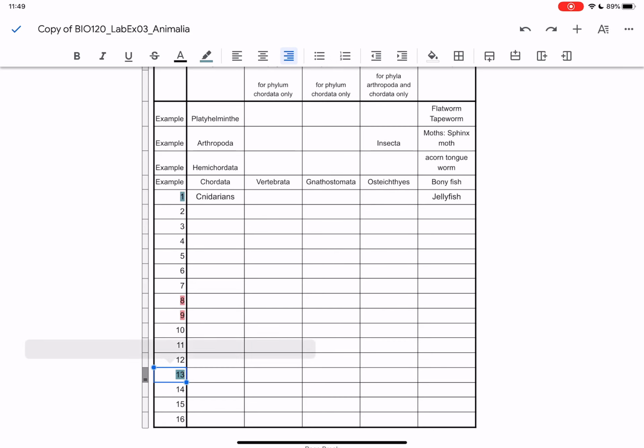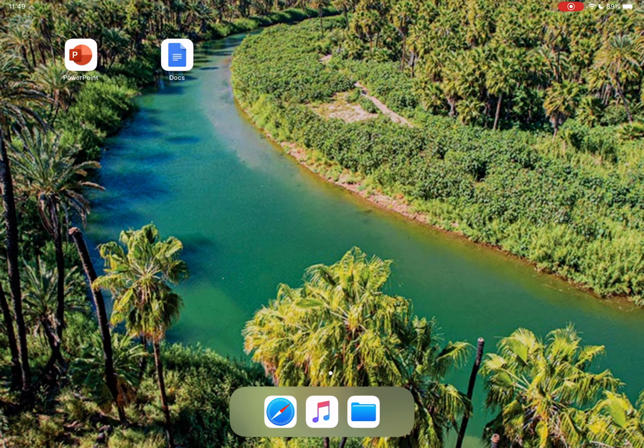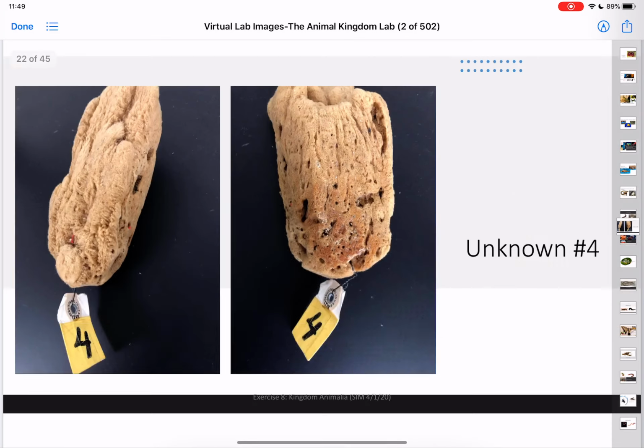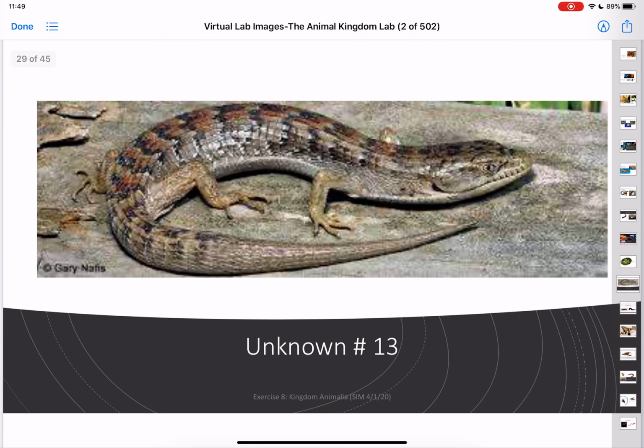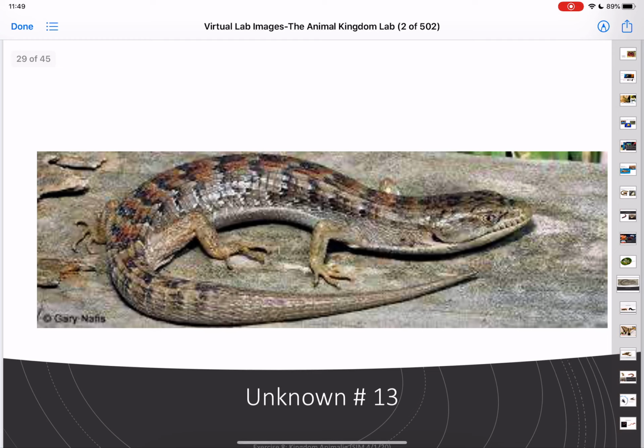I also picked number 13. So let's go to the images and see what number 13 looks like. So we're going to scroll down. Now, you probably know a lot of these already, but I don't expect you to know all of these unknown animals. That's why I want you to watch my video. I just took you through a lot of them, read through the slides, and complete the lab up until this point, and you'll have a pretty good idea of what these 31 organisms are. So this one, if you don't already know, is a lizard, which is a reptile.